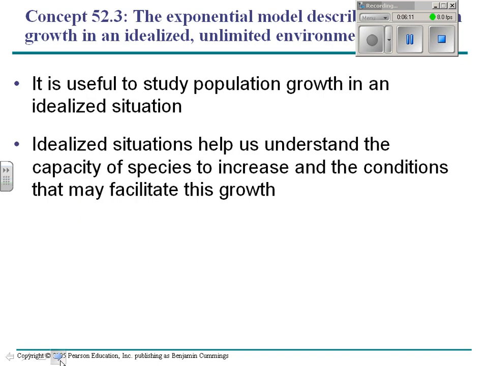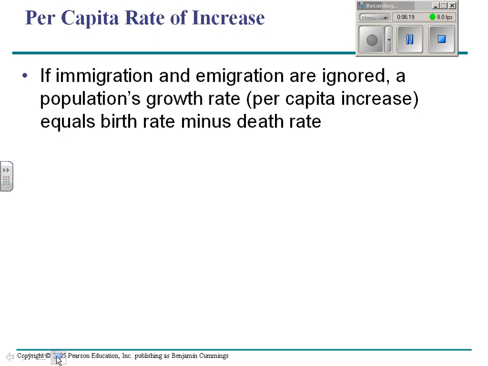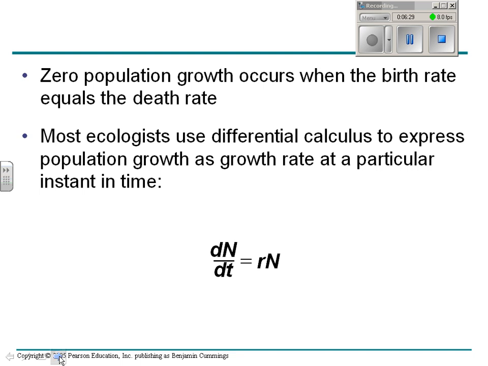So we need to look at population growth then. What makes a population grow? And there are two basic kinds of reproduction. We're going to ignore immigration and emigration in a population, and just talk about a population's growth rate. Birth rate minus death rate, essentially. Okay, if birth rate equals death rate, you have zero population growth.